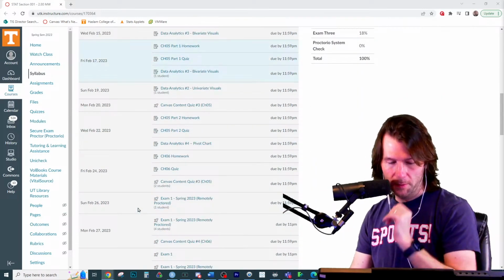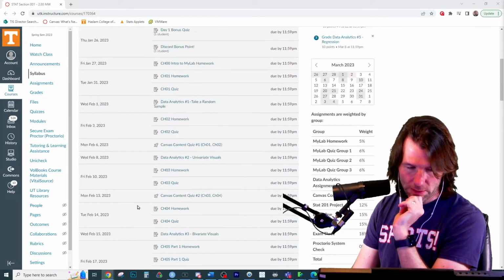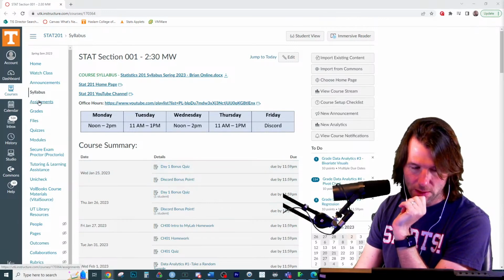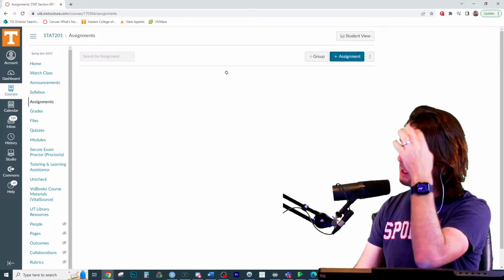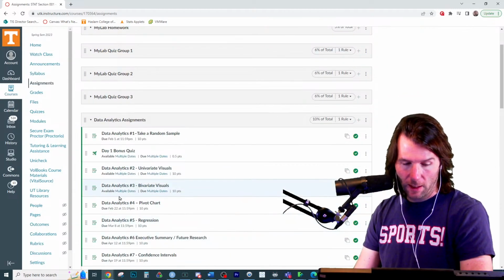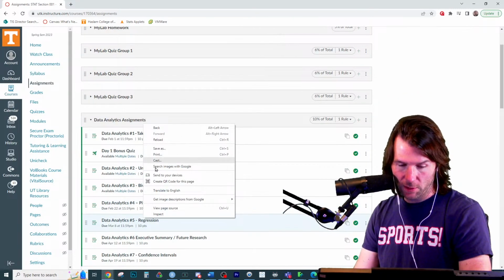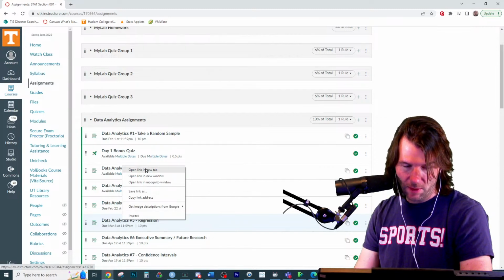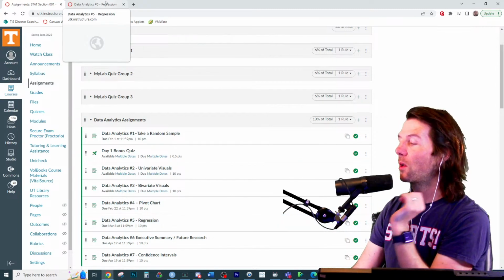I want to check one thing, though. Did I ask you to make a residual plot? Let's go over here to assignments and see if it asked about the residual plot. Let me know what you're thinking. Data analytics, number 5, regression right here. New tab.